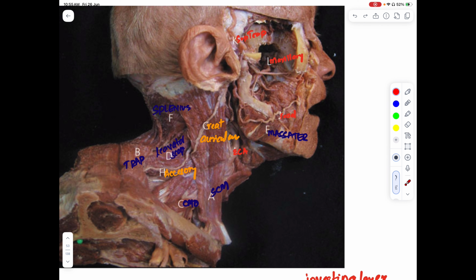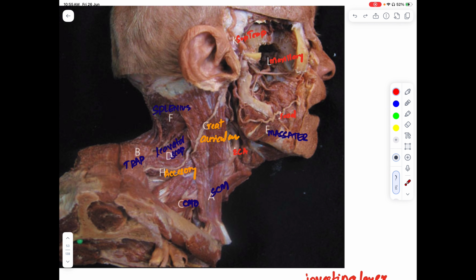So this one is external carotid artery, you see outside. And J is a maxillary artery or facial artery, and this is maxillary artery, and L is superficial temporal artery.